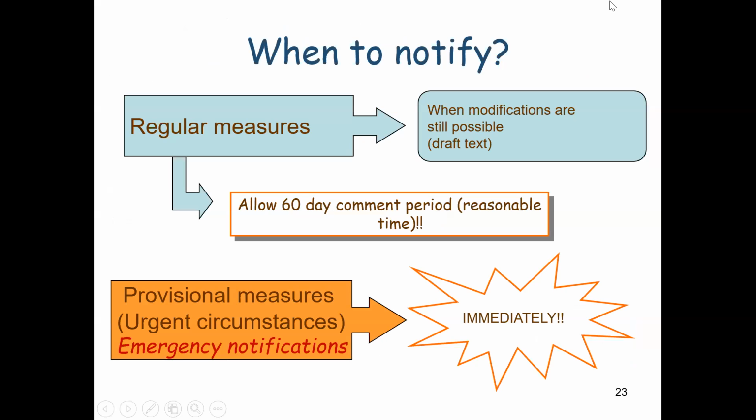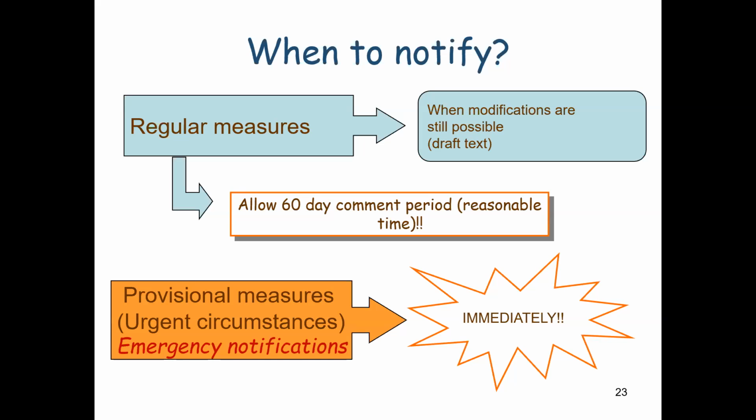So this is when do you notify? So in case you are issuing a regular measure, that is normally following the procedure to issue measures, you need to notify to the WTO well in time when modifications to the measure are still possible. The purpose of this notification is that the countries which are going to trade with you should know about this well in advance. They should have an opportunity to comment on this well in advance. And it also says that you have to reasonably take into account, discuss their suggestions or their comments and address it.